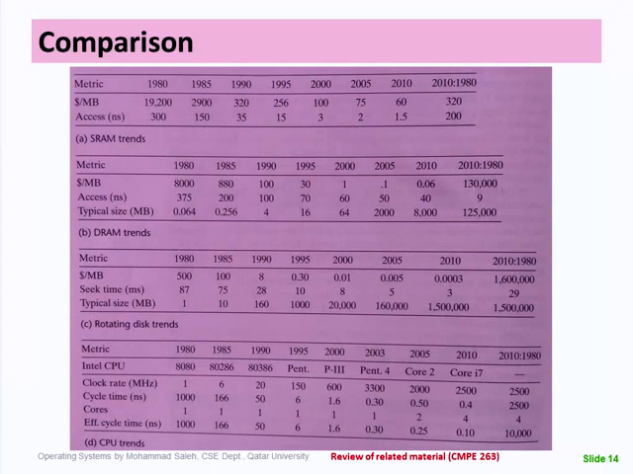the price was 8,000. This is for 1 megabyte. Currently, it is 0.06. And that's an improvement of 130,000 times cheaper. DRAM has become much cheaper than SRAM. And if you look at the access time, it was 375 nanoseconds, and in 2010 we had 40 nanoseconds. That's only an improvement of 9 times. Only 9 times improvement.